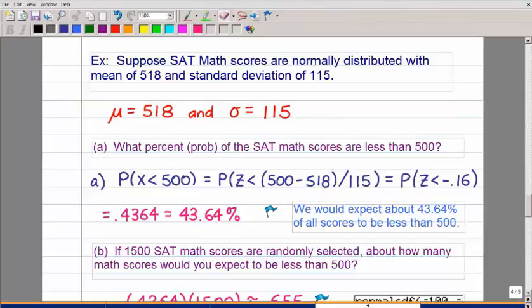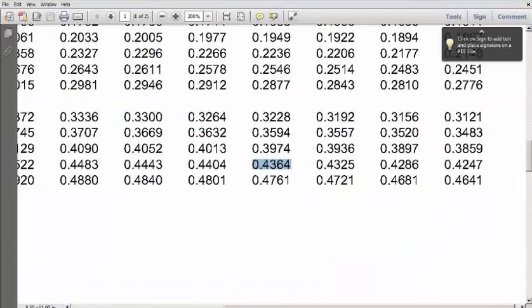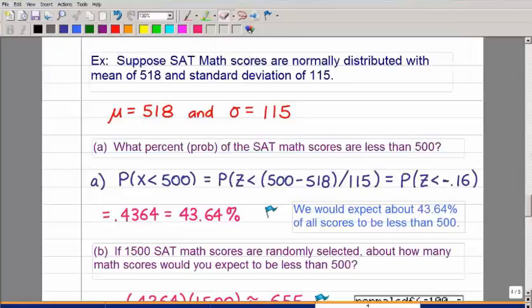Now be careful that we pick negative 0.1, not negative 1.0. I see that mistake every once in a while. So it's negative 0.1. I go to the 0.06 column. It should be right there. 4364. So the probability is 0.4364, which as a percent would be 43.64%. So I wrote out to the side here that just means that we would expect about 43.64% of all scores to be less than 500.